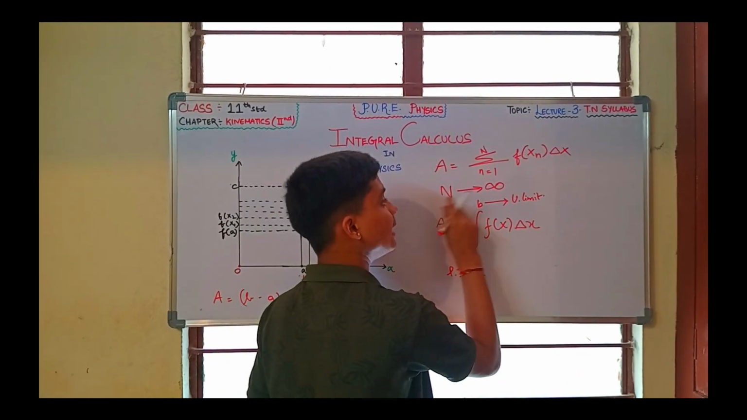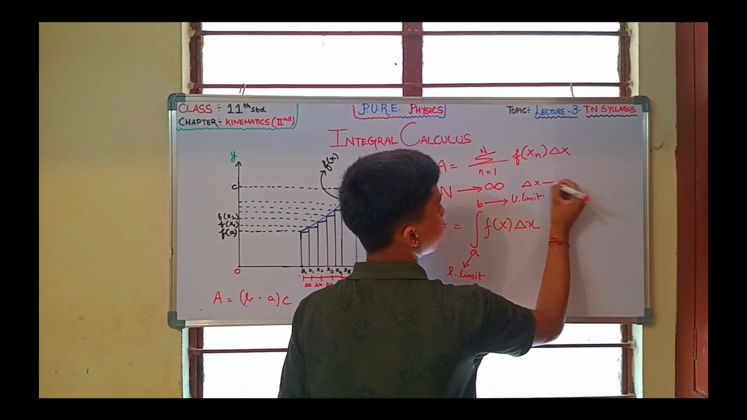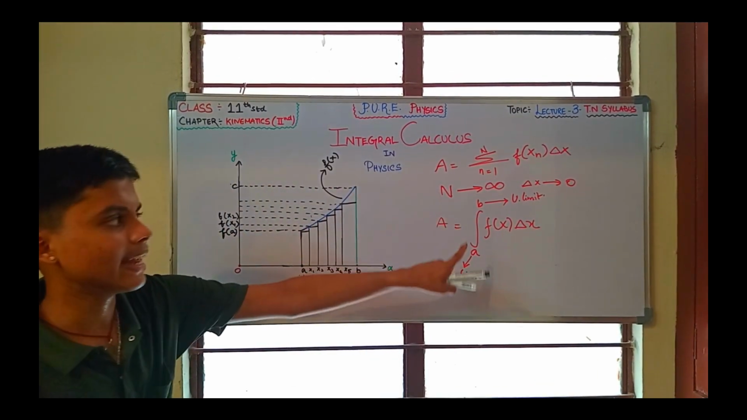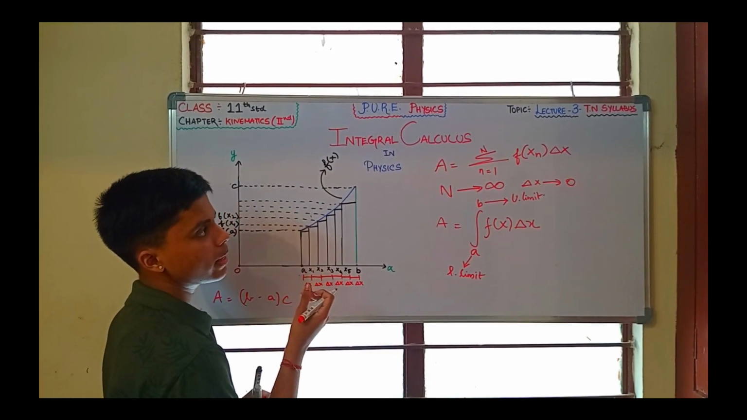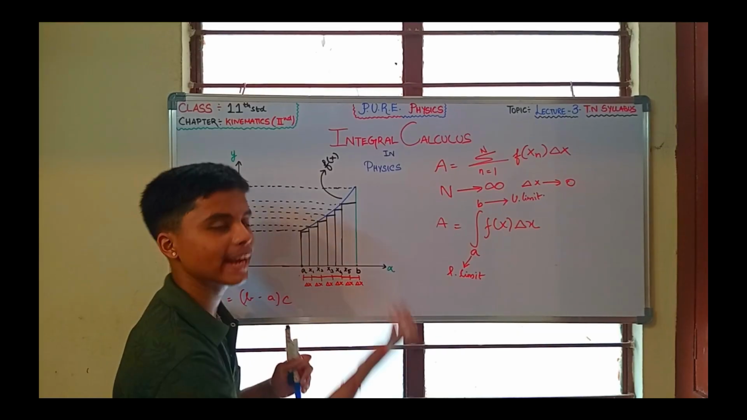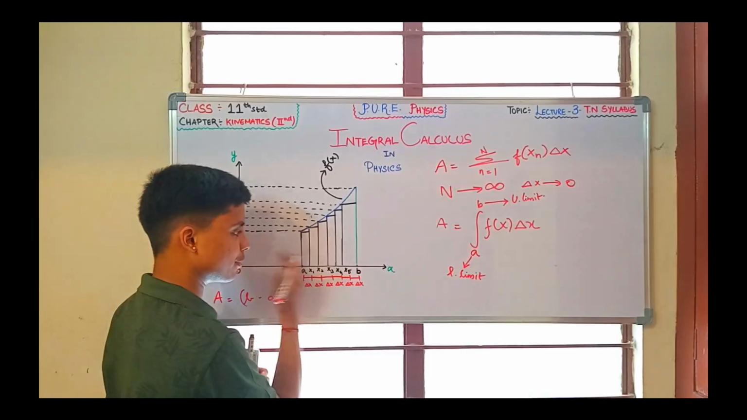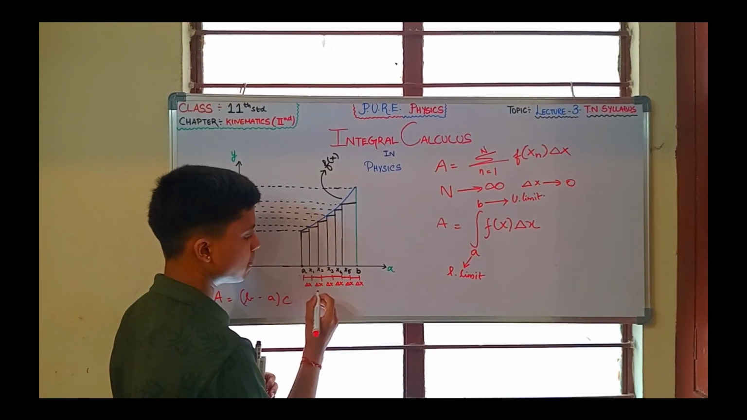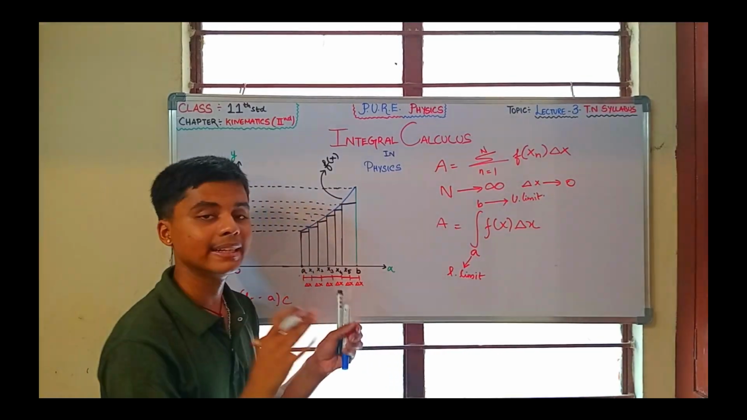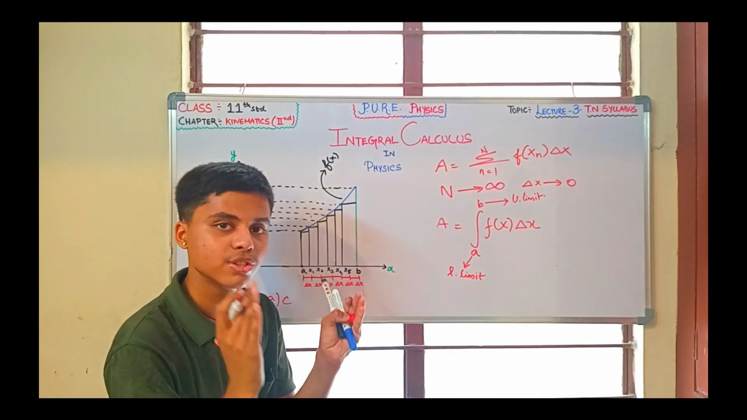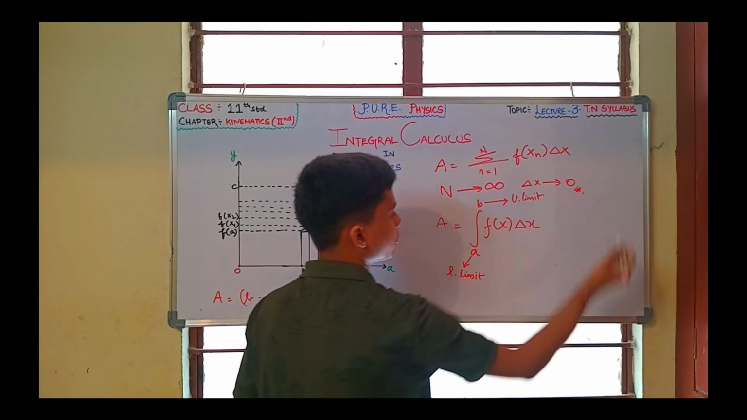Now when n tends to infinity, delta x tends to 0. What is delta x? Delta x is nothing but the length between two strips. If the number of strips is infinite, or when we cannot say how many strips have been taken, the distance between each strip becomes smaller and smaller. As the number of strips tends to infinity, the distance between the two strips becomes 0 after becoming smaller. Therefore, delta x becomes 0.